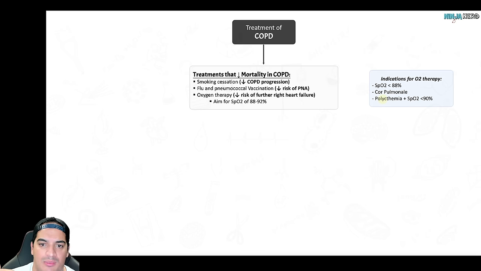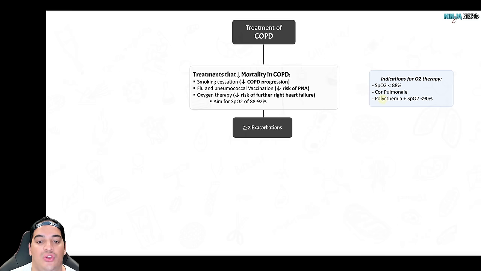After I tell them to stop smoking, make sure that they get vaccinated, and consider when they need oxygen, then I'm going to say, do they need bronchodilator therapy or inhaled corticosteroid therapy? So then I ask myself the question, have they had 2+ exacerbations? If the answer is no, okay, well then I'm going to move to the next step.